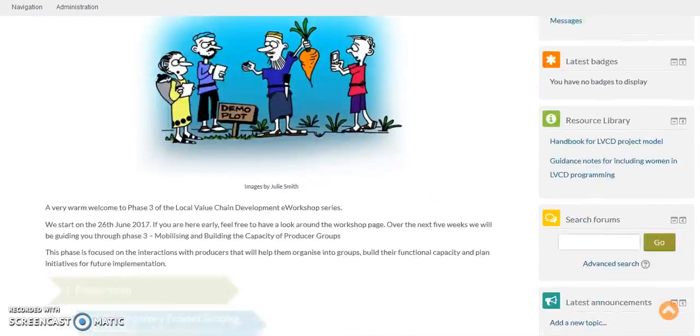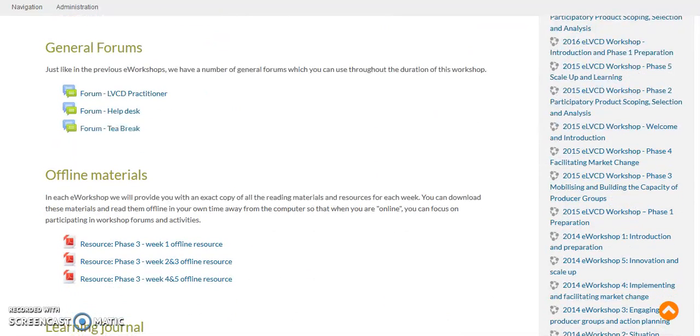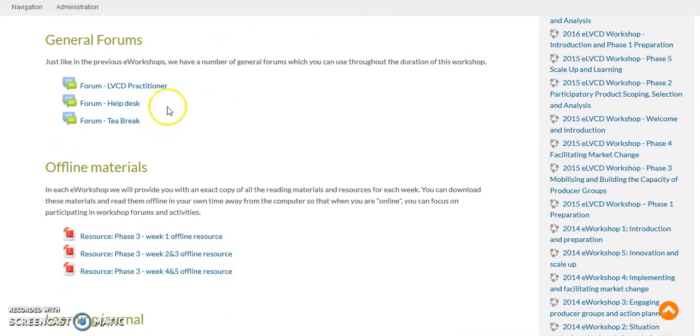As usual, we have the general forum here. If you have any questions or if you would like to share your stories, you can share them in this general forum. And then we also have offline materials.